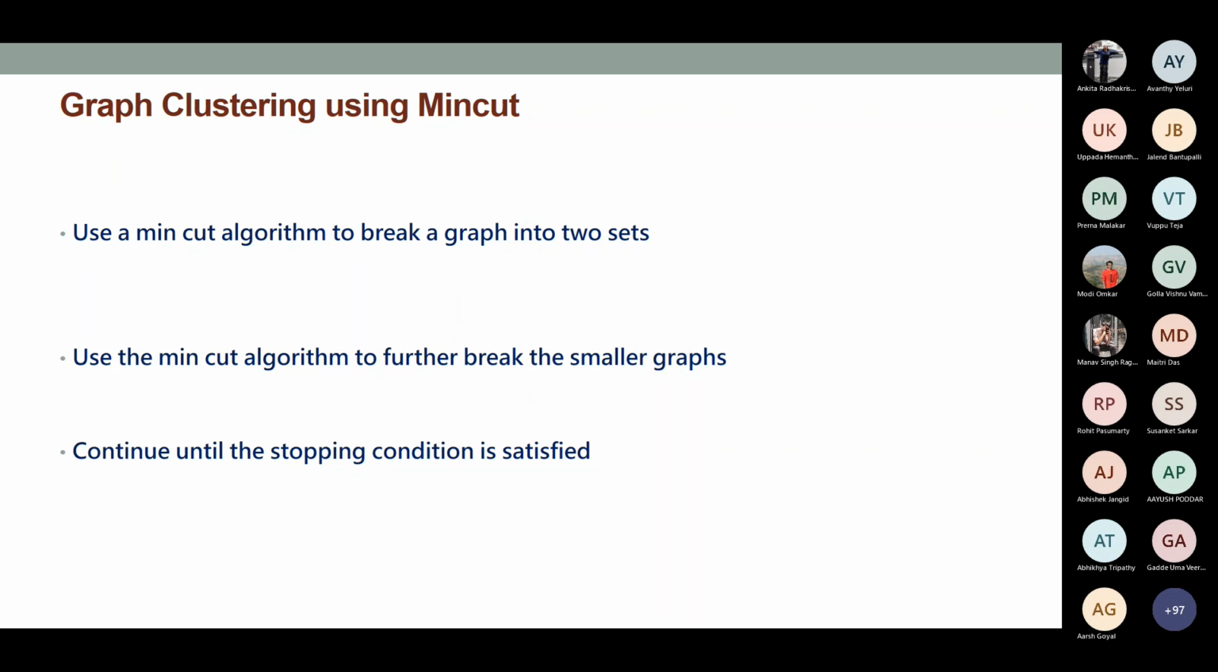You can use a minimum cut algorithm to break a graph into 2 sets, say A and B. Then you can take these smaller parts, apply the minimum cut, break them again into smaller groups, and so on and so forth. You simply continue until you impose some kind of stopping criterion. It depends on you when you want to stop. So it's kind of a splitting approach: you start from the big graph, split it, and at some point stop when you think you are in a good position.